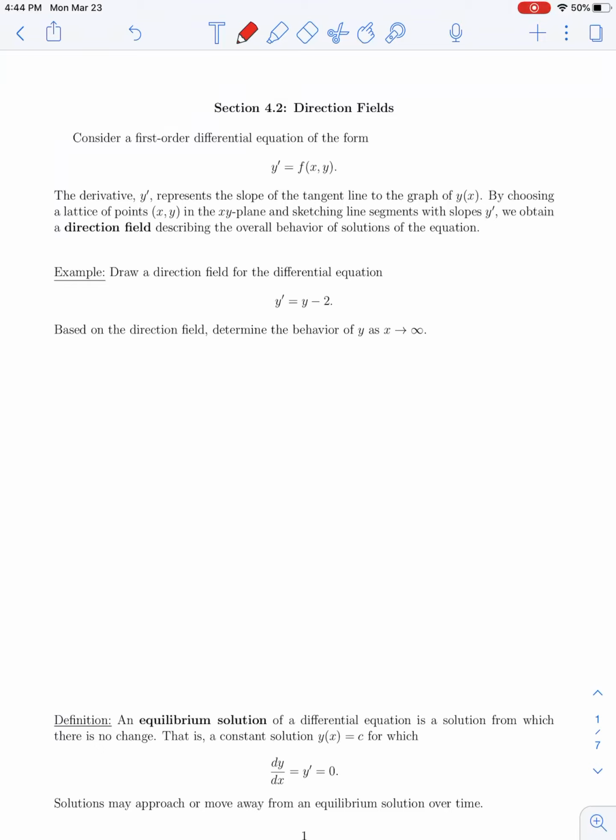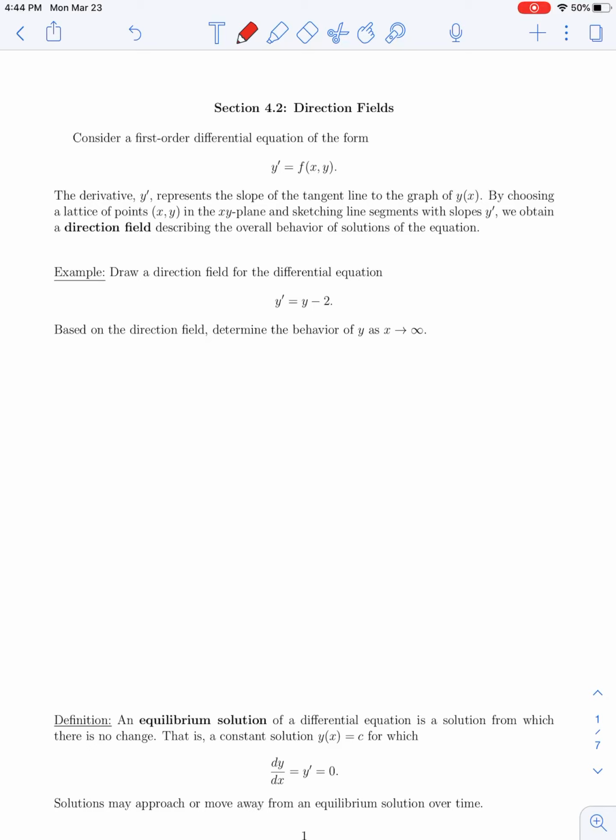Okay, in today's lecture, we're going to discuss the section 4.2 material on direction fields. Now, direction fields are a way to visualize the behavior of solutions to a differential equation without actually having to solve that differential equation. So we saw in our last section, and we'll see a little bit later in this chapter, that certain differential equations can be pretty difficult to solve. So if we just want to get some information about our solutions without actually having to solve an equation, we can use direction fields to do that.